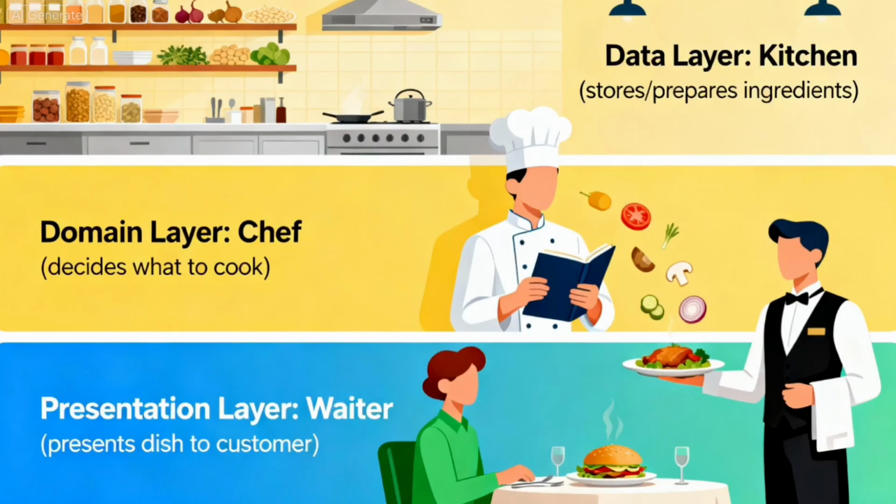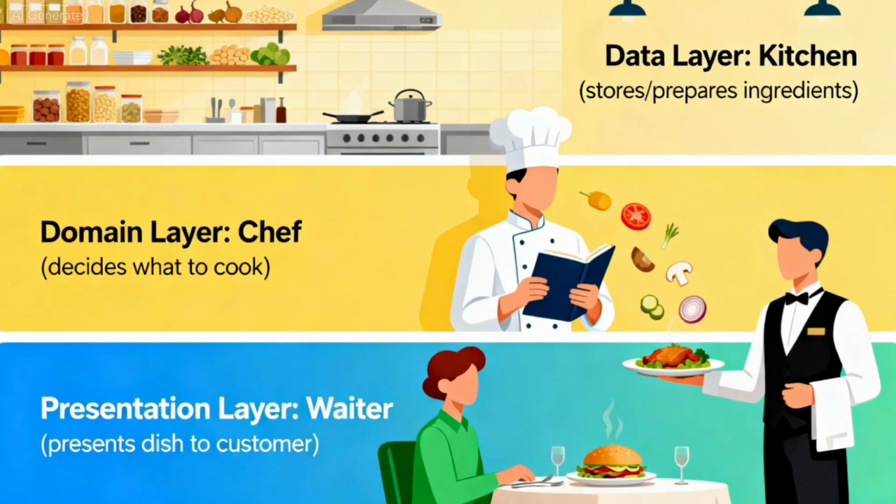Think of it like running a restaurant. The data layer is your kitchen. This is where we want to store and prepare our ingredients. Now, the domain layer is the chef. The chef is the one deciding what to cook. And the last layer, the presentation layer, is like a waiter. And the waiter is the one in charge of presenting the final dish to the customer. And in this case, to our users, okay?